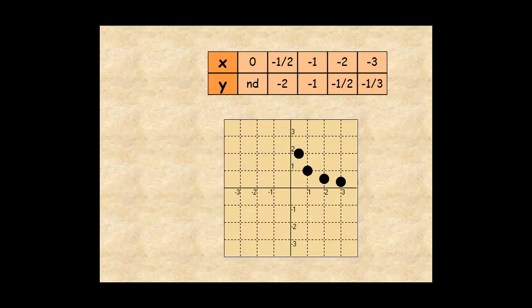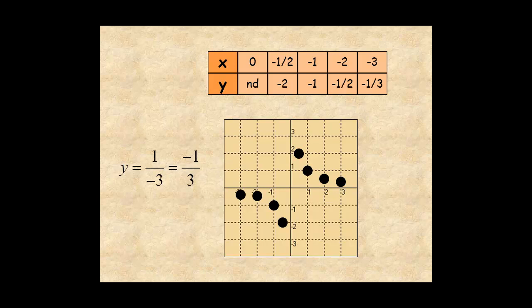For negative values of x, the points are symmetrical. At x equal negative 1/2, the function's equal to negative 2. At x equal to negative 1, the function's equal to negative 1. At x equal negative 2, the function's equal to negative 1/2. And at x equal negative 3, the function's equal to negative 1/3.